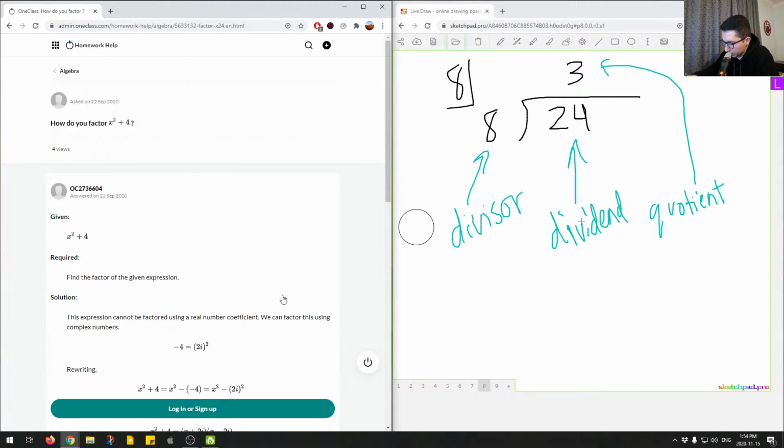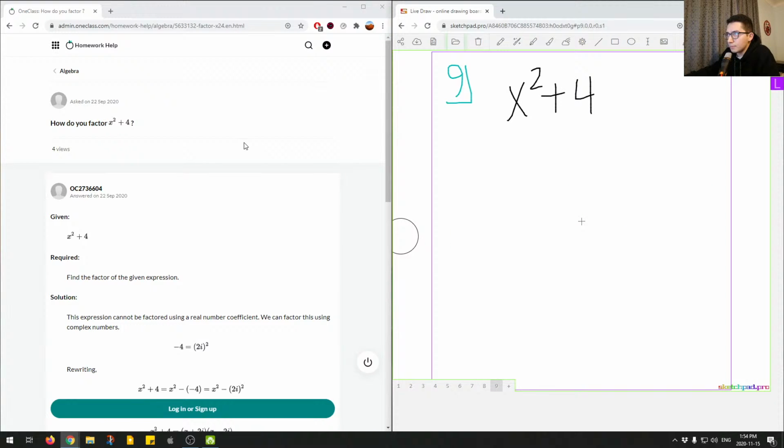Okay, so question number 9. Alright, so here we're asked, how do you factor x squared plus 4? So x squared plus 4. Let me flip the page. So right away, just looking at this, we can see that the square root of 4 is 2. So we can recognize that right away.